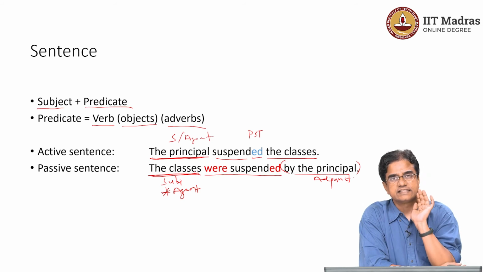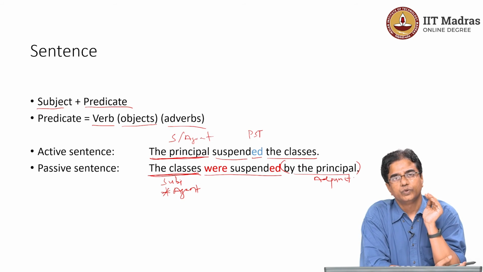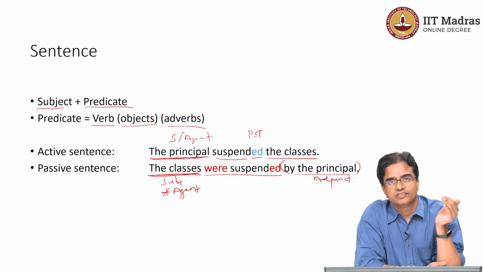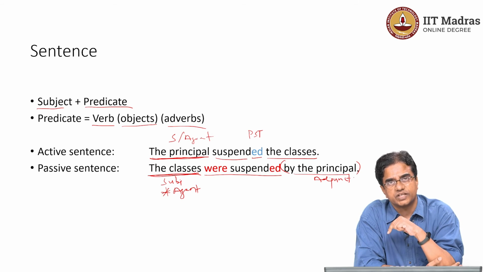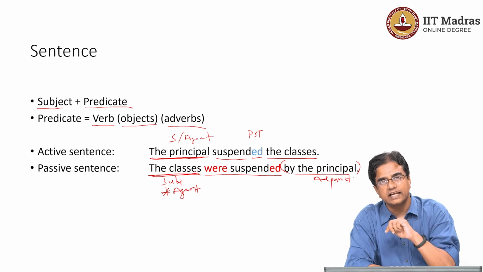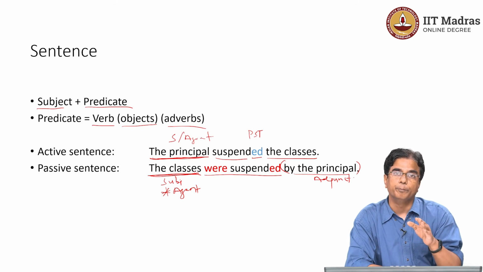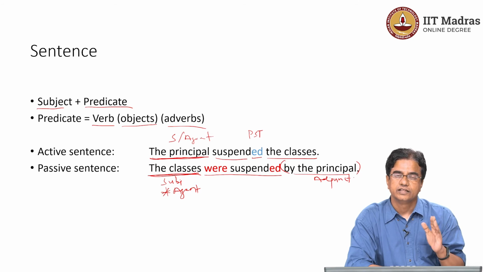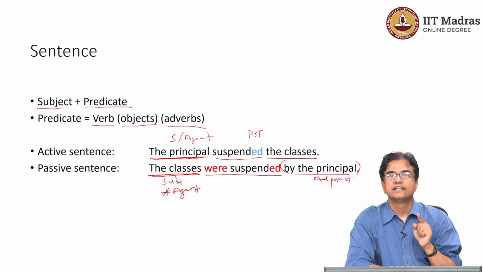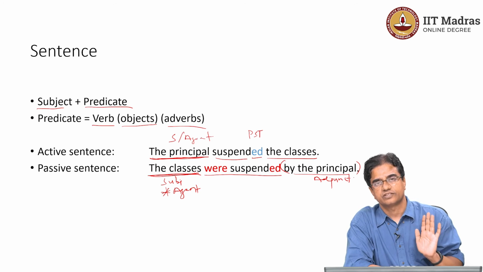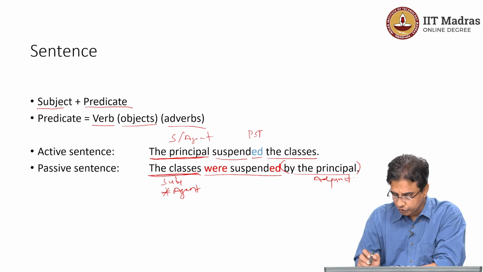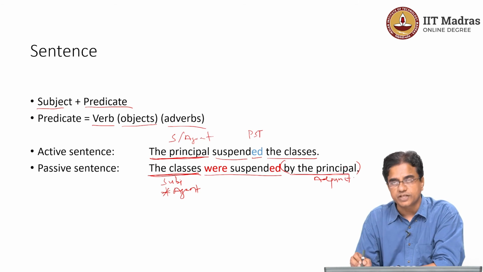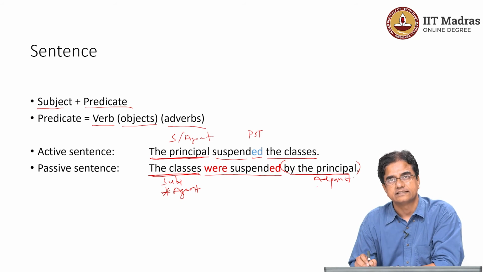If we understand sentences properly, we know the function of a subject. We know the function of an object. Something that is an object, which is a required element of the verb, cannot become a subject. At the same time, something that is a subject cannot become an object. As you see here, by the principal is not the object of this passive sentence. It's an adjunct in the passive sentence.